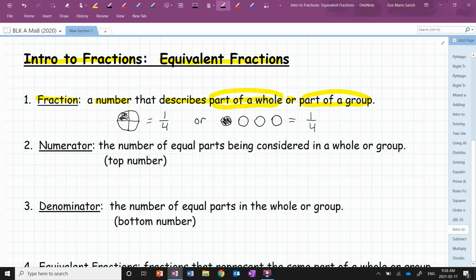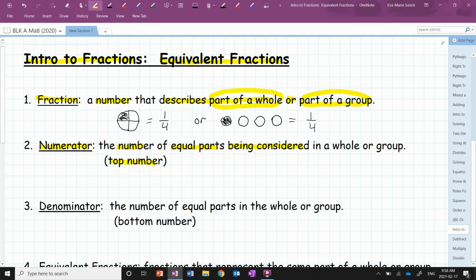Now, we have talked about in the past, right? The names for the top and the bottom number in a fraction. So the numerator, that is the top number. And what does that represent? That represents the number of equal parts being considered.